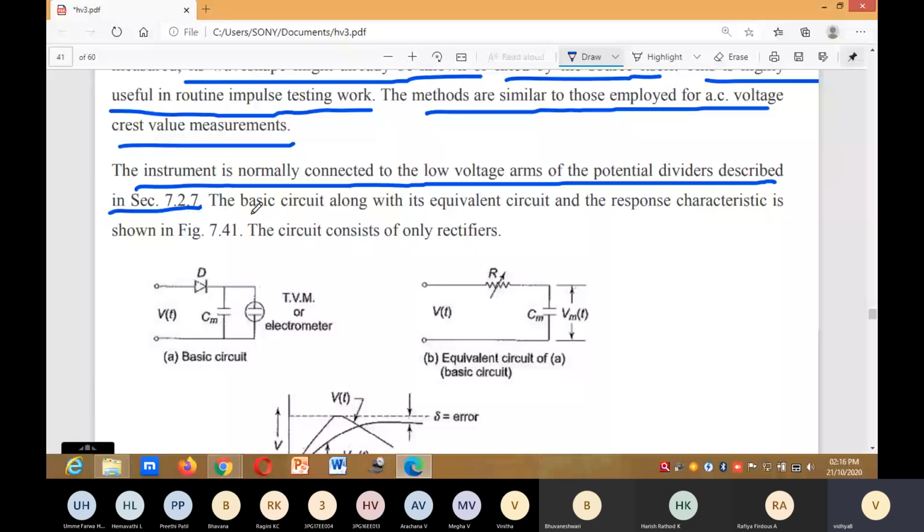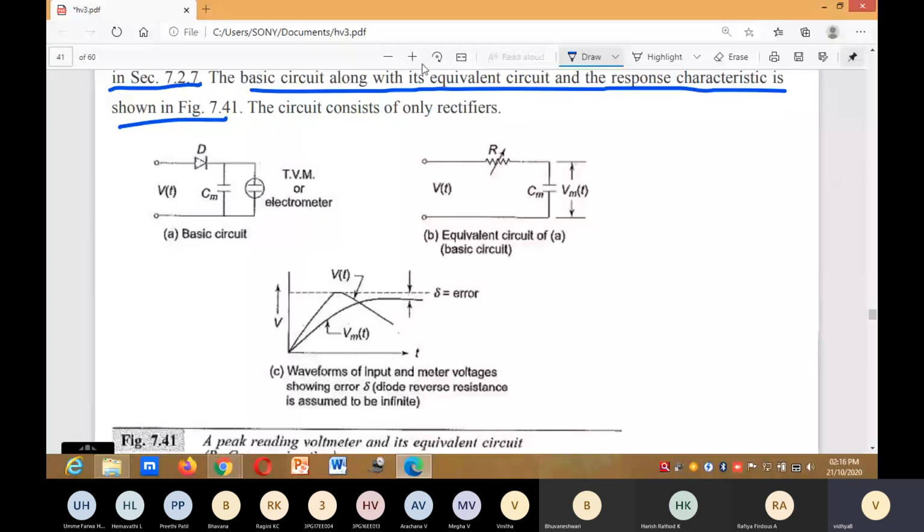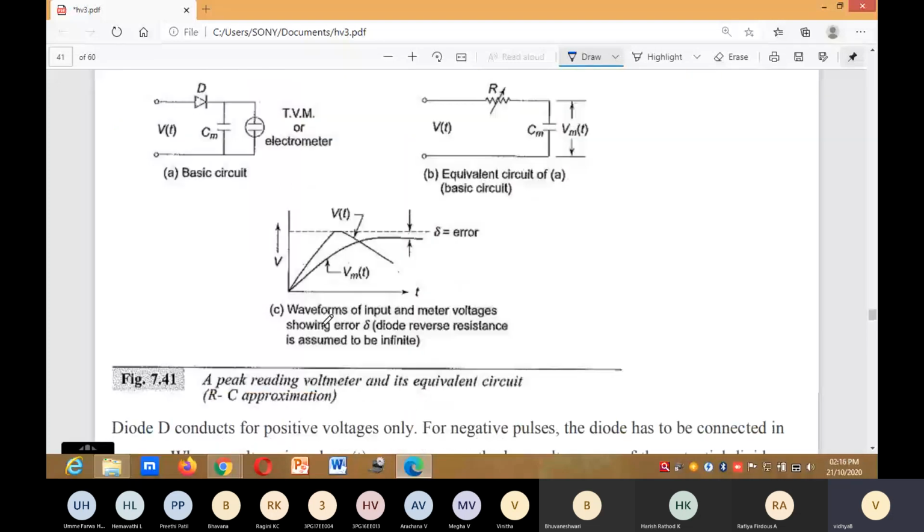The basic circuit along with its equivalent circuit and the response characteristics is shown in the figure. The circuit consists of only rectifiers: basic circuit, equivalent circuit and waveform of input and meter voltages showing error delta. Diode reverse resistance is assumed to be infinite.